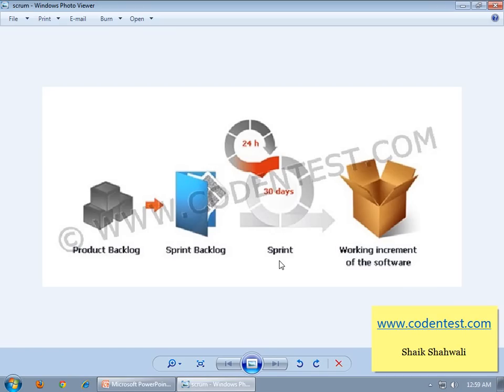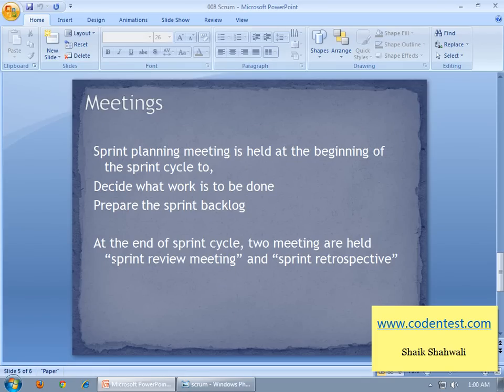That is before. And during the sprint daily meetings take place. These are very short meetings in which daily progress is discussed, like what was done yesterday, what we are going to do today, and what is tomorrow's work. Those meetings are held every day. And at the end of a sprint cycle we have 2 meetings: sprint review meeting and sprint retrospective meeting.